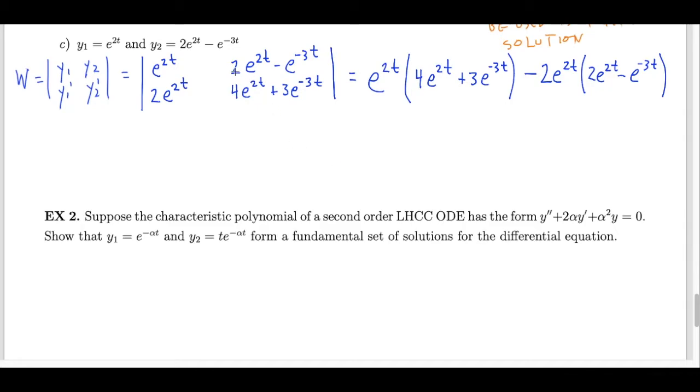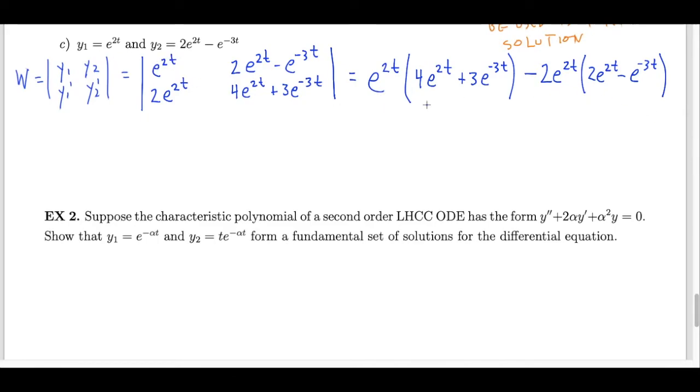Here I've written out and calculated the Wronskian for this pair of functions. Real quick, let's just look at these two functions. I've got e to the 2t. I know that is a solution. And then here I've got 2e to the 2t minus e to the negative 3t. So I'm actually thinking of this as one solution. And we're checking if these two, y1 and y2, could be used as a fundamental set of solutions.